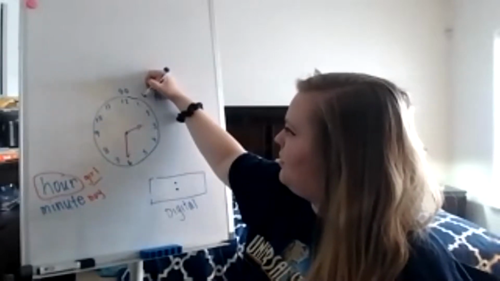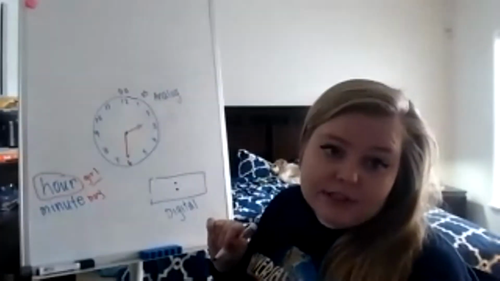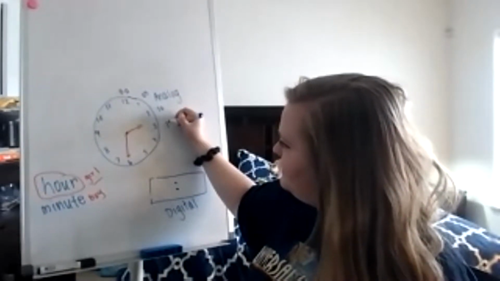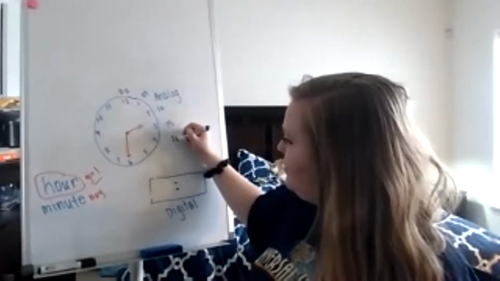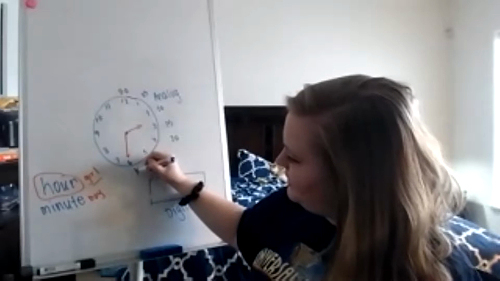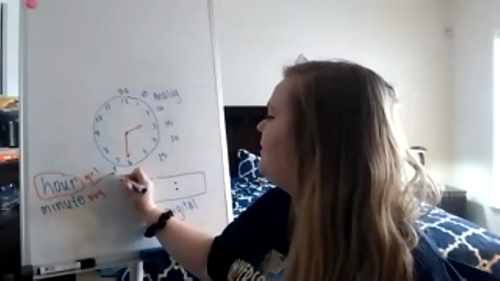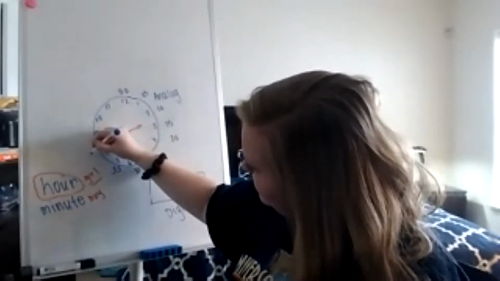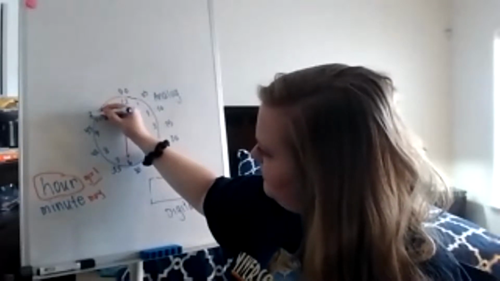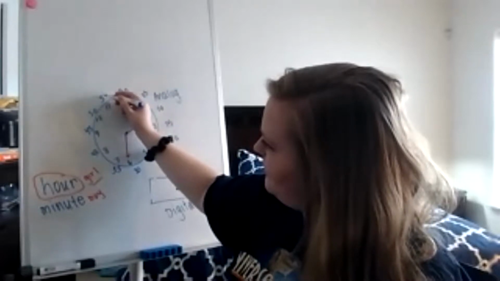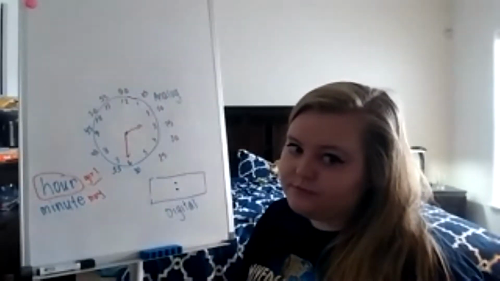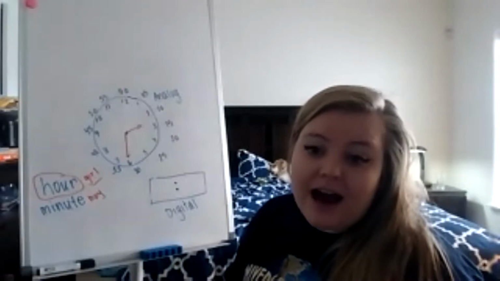Then we have 5. See if you notice what we count by. 10, 15, 20, 25, 30, 35, 40, 45, 50, 55, and then we are at a new hour. So what are we counting by? 5s.